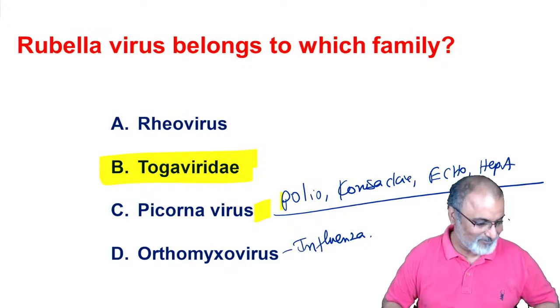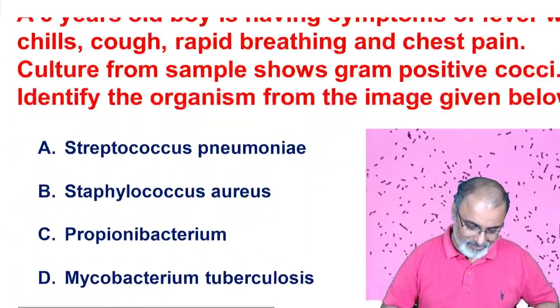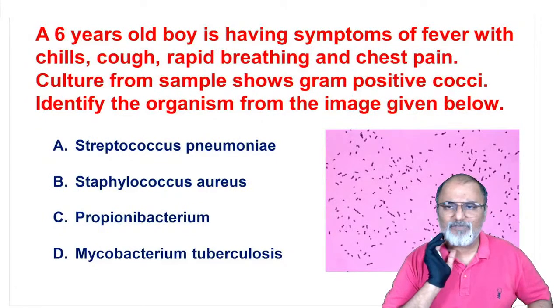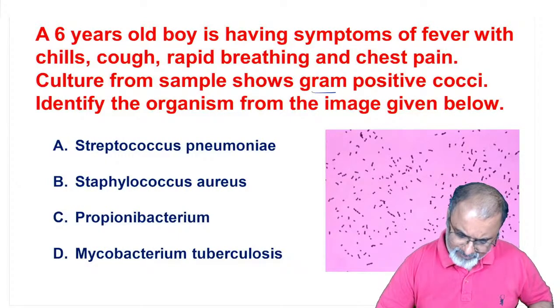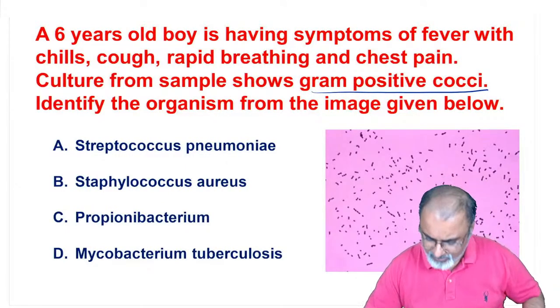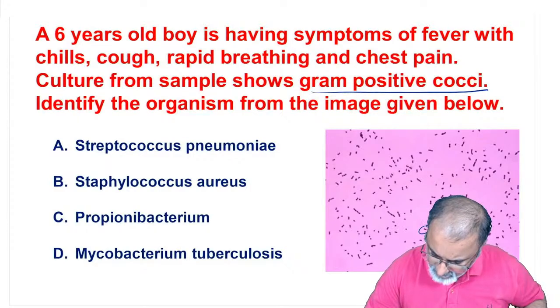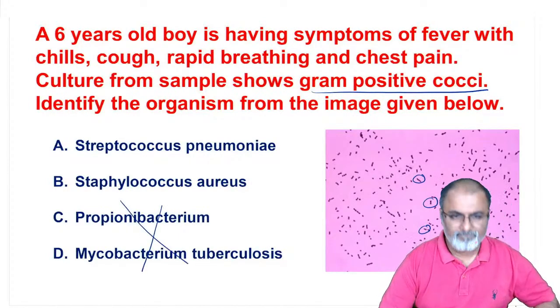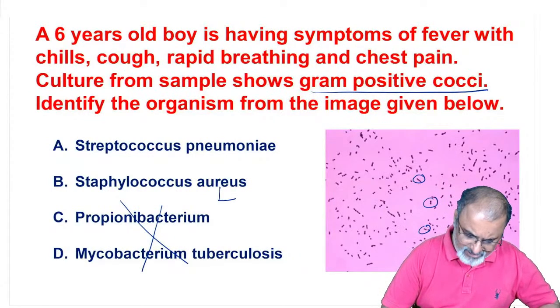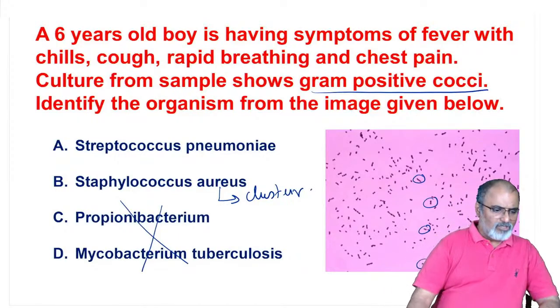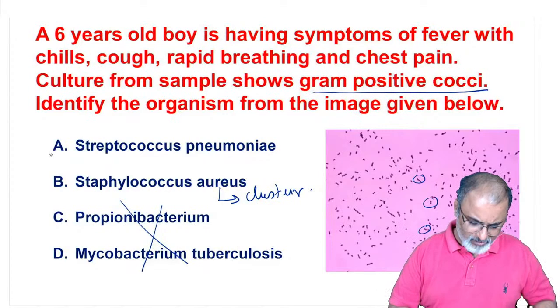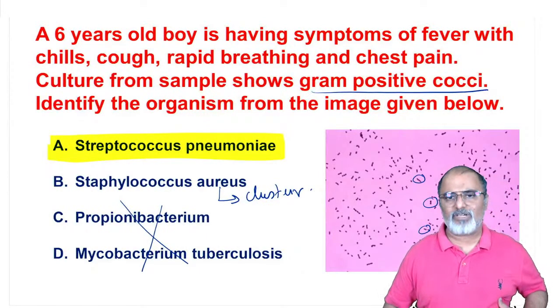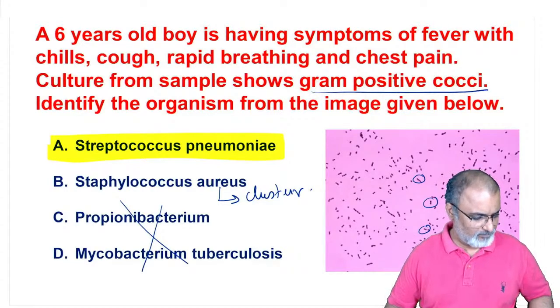Next is, a 6-year-old boy is having symptoms of fever with chills, cough, rapid breathing and chest pain. Culture from sample shows gram positive cocci. Identify the organism from the image. If you see the image, gram positive diplococci. These two are out, and Staphylococcus aureus is cluster. So gram positive diplococci, vote for Streptococcus pneumoniae.